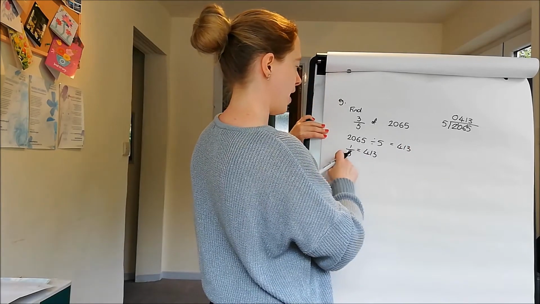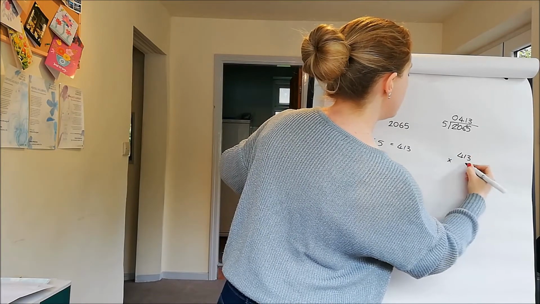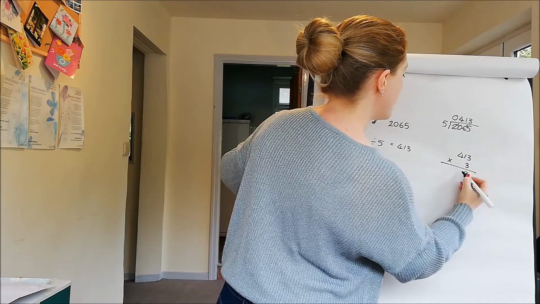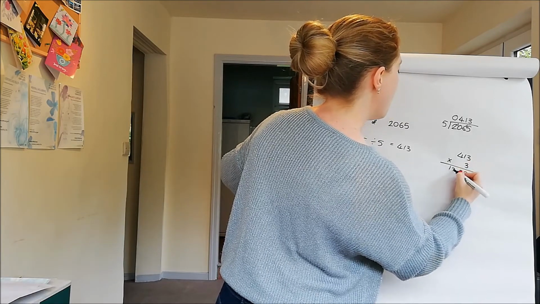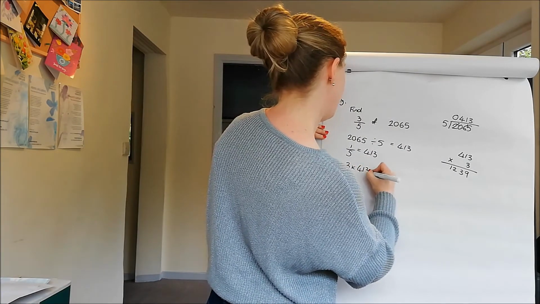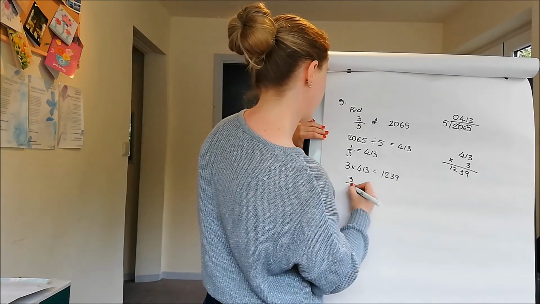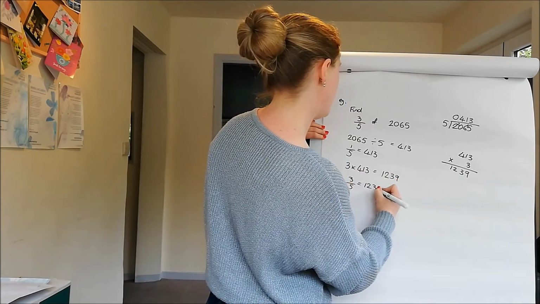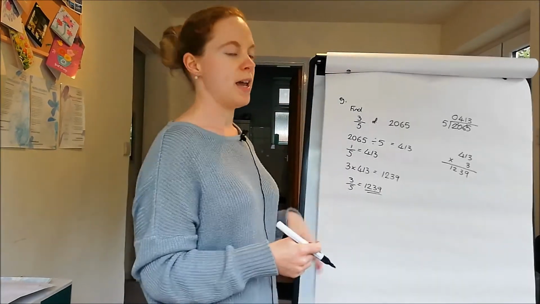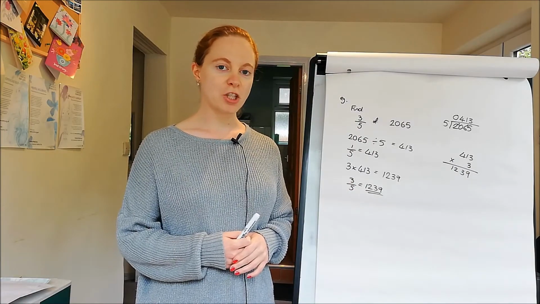But I don't want 1/5, I want 3/5. So that 413 needs to be multiplied by 3. 3 3s are 9, 3 1s are 3, 3 4s are 12. So 3 times 413 equals 1,239. So 3/5 equals 1,239. So as you can see, it's exactly the same, just the numbers are a little bit worse to do it with. So that's all there is to fractions of quantities.